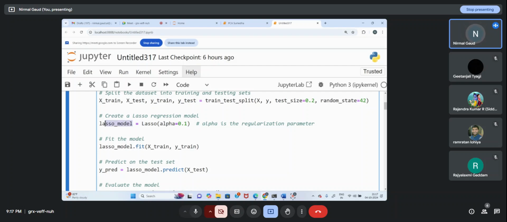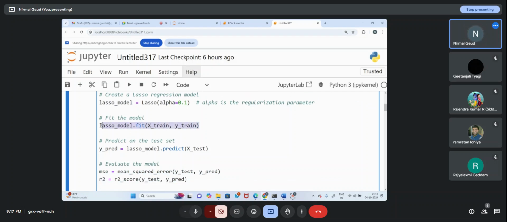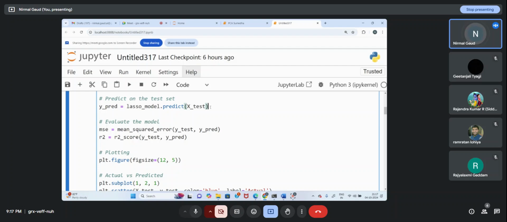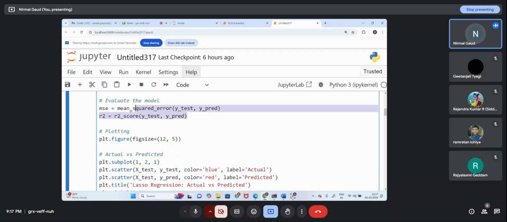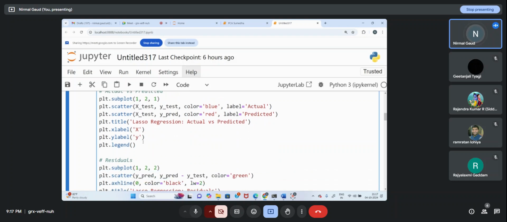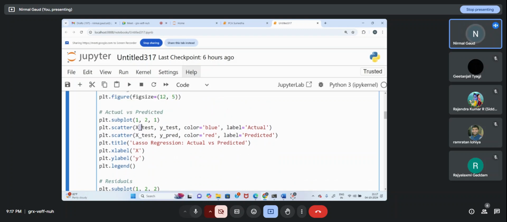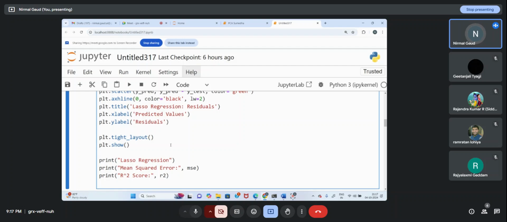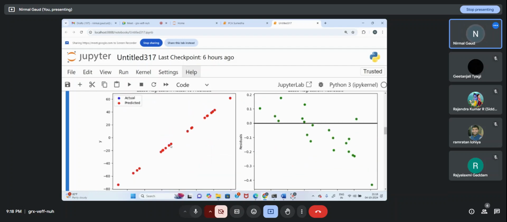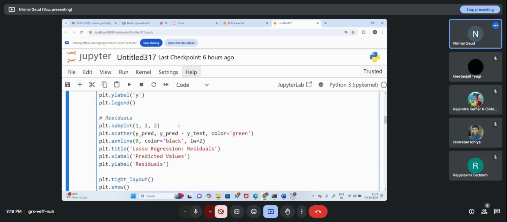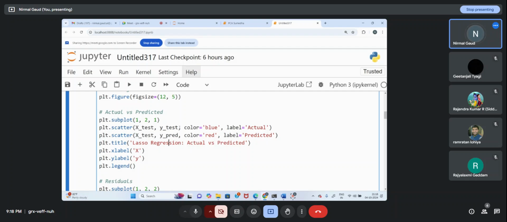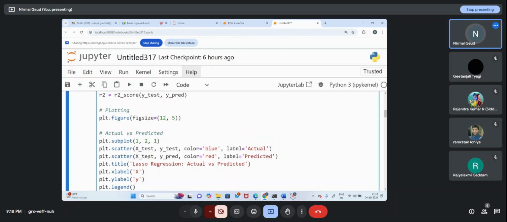I took this alpha 0.1, and yes, this is my Lasso model. I fit my data into the Lasso model. Then I perform the prediction from it, and I printed the scores. Then I perform the plotting between X test, Y test, and X test and Y prediction. I made a plot, and this is how the plot looks. You can see actual and predicted, they are overlapping. So between whom is the plot made? X test and Y test, X test and Y prediction.